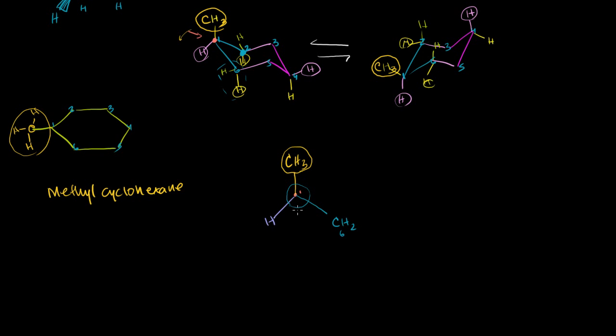It has a hydrogen in the axial position going straight down. This hydrogen right over there. And then it has another hydrogen going equatorial. So this green hydrogen right here is going equatorial. It looks like that. And then it connects to carbon number 3, which is another CH2.